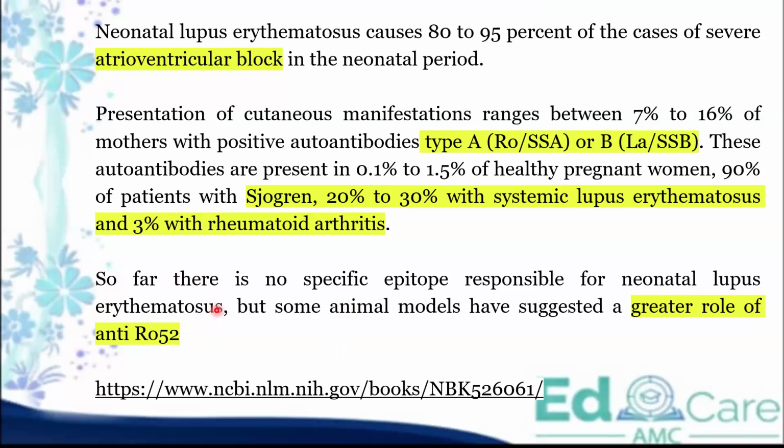This has come in a past question where they say there's no specific epitope responsible for SLE, but there's a greater role of anti-Ro. So the question that we have has one stem that gives you the option of anti-Ro and the next stem gives you the option of anti-La. Because we know both of them cause AV block, we get confused about which one to pick. The only thing that we can find is from an NIH research article, where the role is greater with anti-Ro.